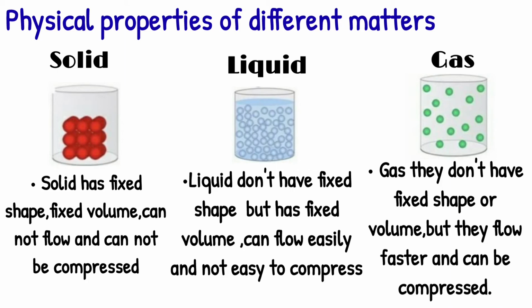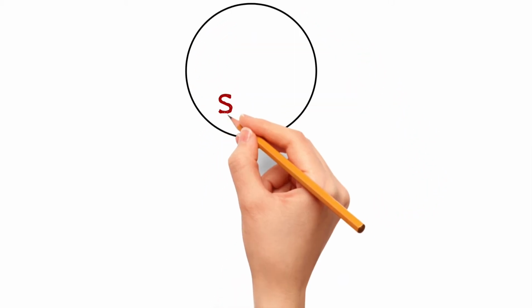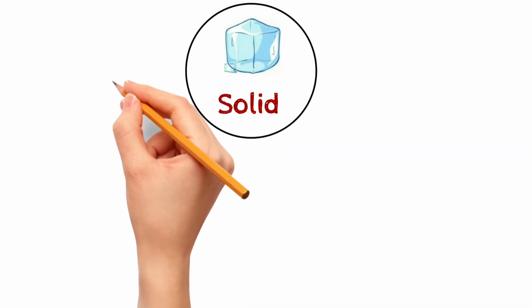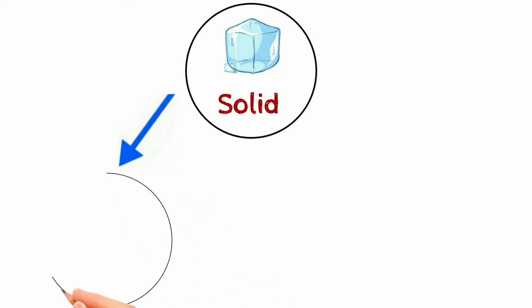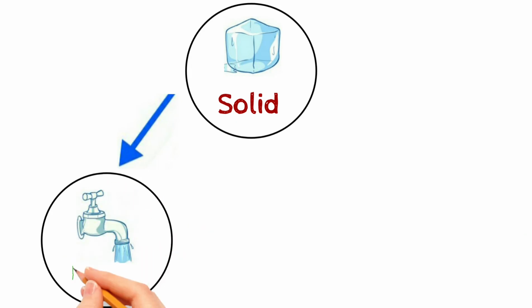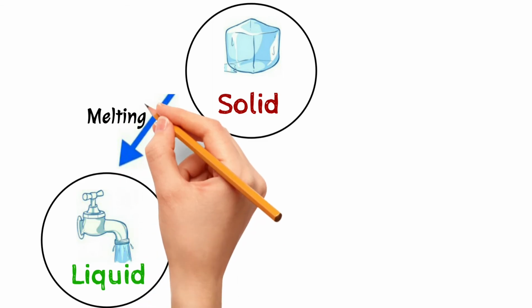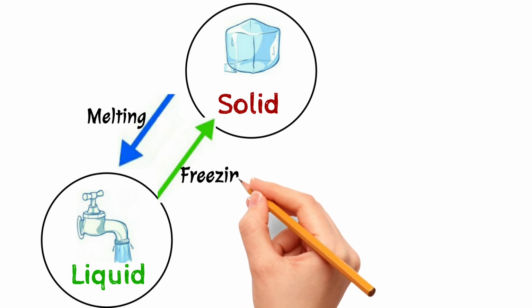Next, we move on to the changes of states. So, when a solid is changed into liquid, the process is called melting. And when liquid changes into solid, the process is called freezing.